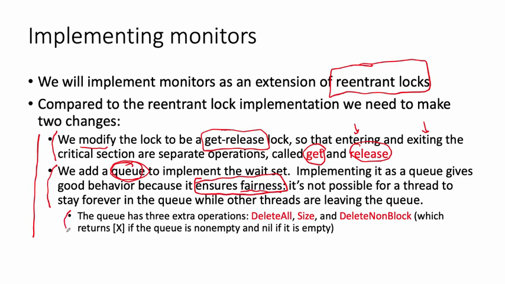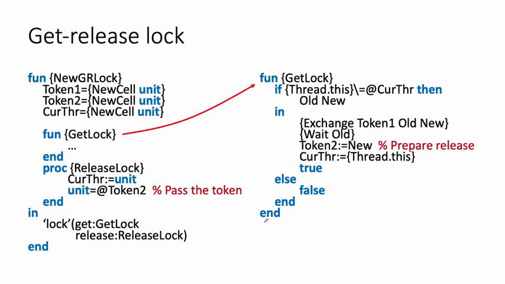And we extend slightly the queue that we saw before. We have a delete all, so we have one operation that lets you take all the elements. We have size, which lets you find out the size of the queue. And we have delete non-block, which immediately returns the element, or it's like a delete, but it also tells you if the queue is empty. It either returns a list of one element or nil if it's empty. So it immediately tells you if it's empty. So with this, we can implement the monitor.